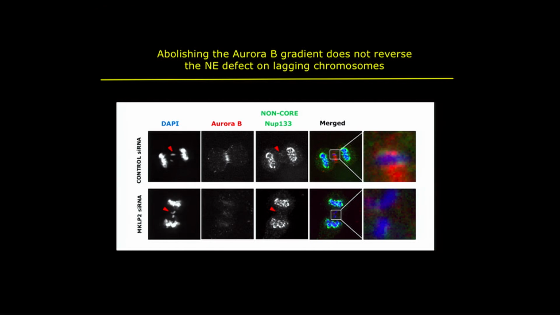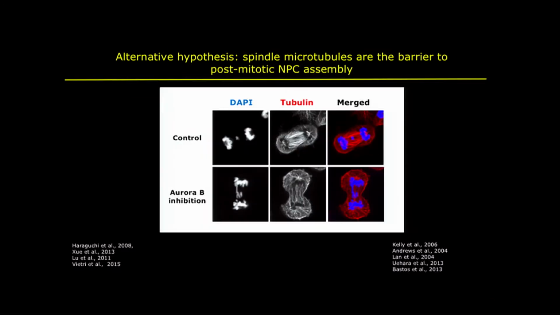So all of these experiments and others that I won't have time to discuss made us wonder, could there be something else going on? Could the Aurora B inhibitor maybe be acting differently, indirectly? And the thing that we started wondering about were my old friends, the microtubules of the mitotic spindle. Because there are papers that have suggested that Aurora B has a negative impact on nuclear envelope assembly and nuclear pore assembly, although the mechanism isn't really well understood.